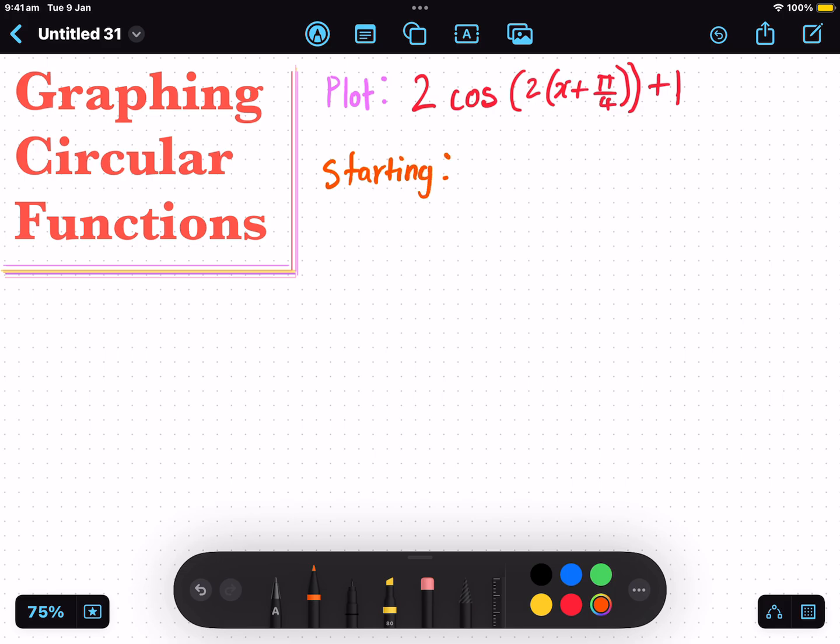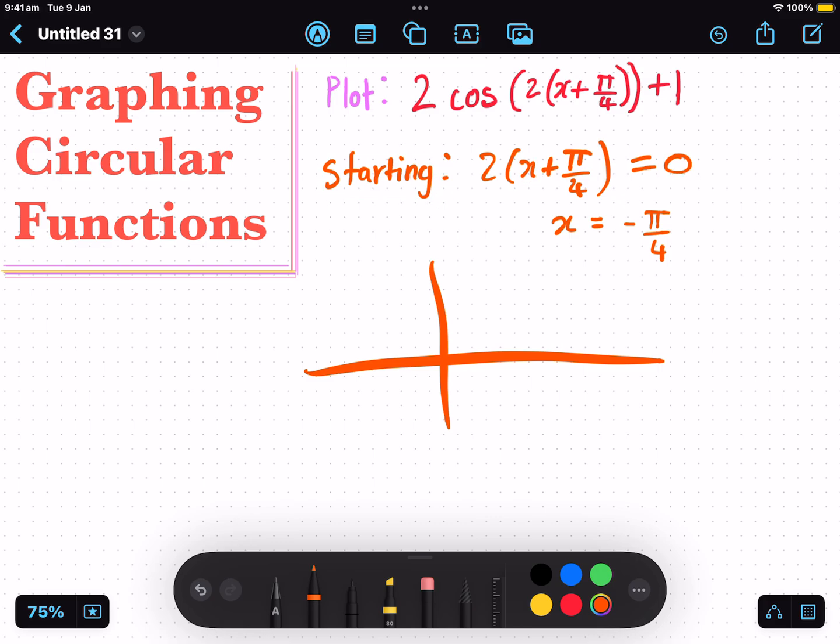point, it will always be 2x plus 4 pi on 4. So we just take this thing equal to 0 and we solve for x. So our x will be negative pi on 4. That's our starting point. So if we've got our axes here and this is 0, then our starting point will be negative pi on 4. And this is where the graph will start.